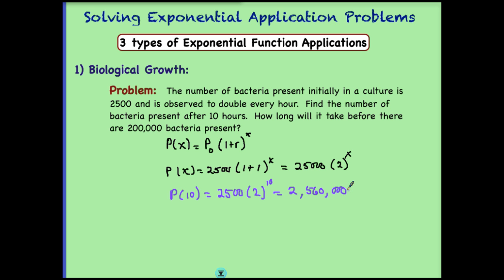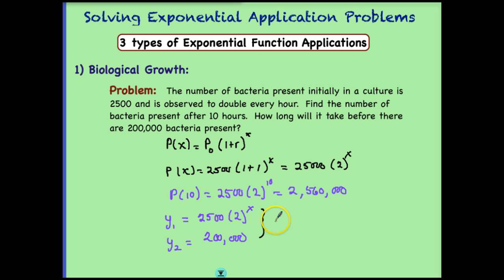2,560,000 bacteria. To find when there are 200,000 bacteria present, again, in your calculators, you have y1 would be equal to 2,500 times 2 to the x, and in your y2, you'll plot the amount they're asking for, 200,000.